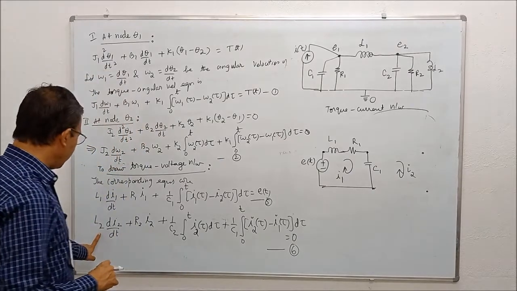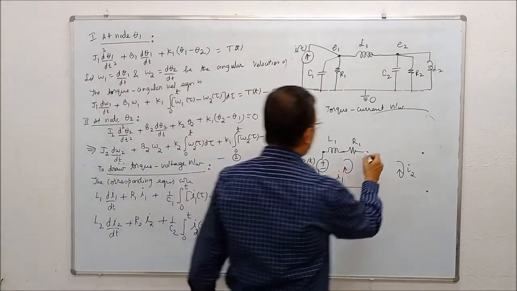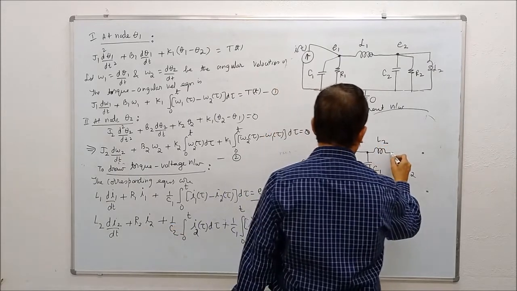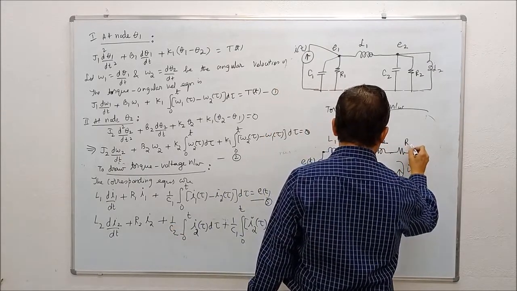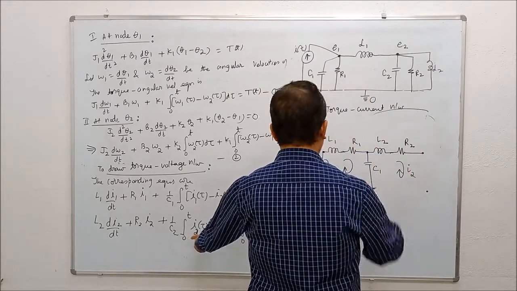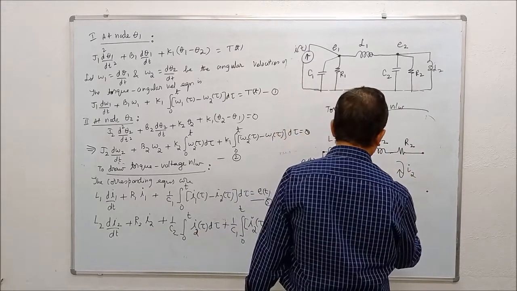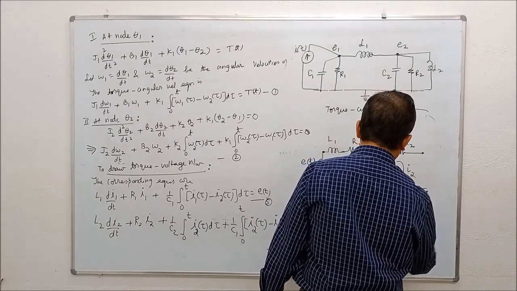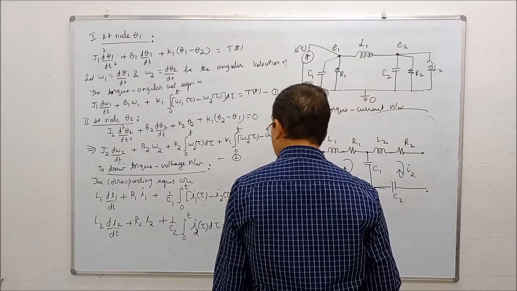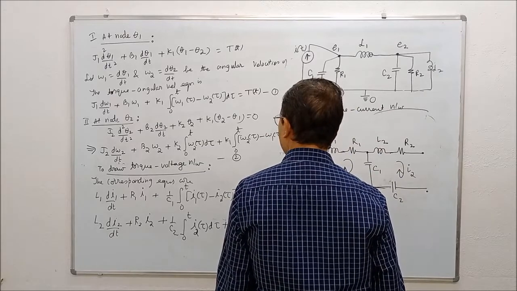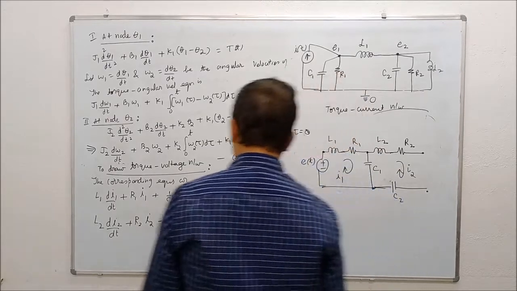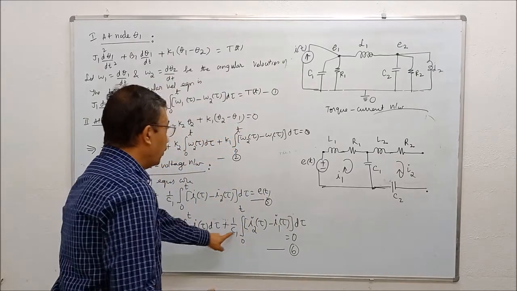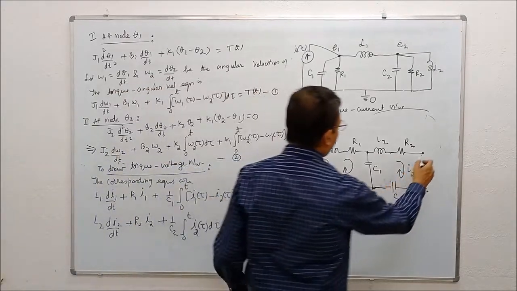Next, come to this equation. Current through L2 is I2. Current through R2 is I2. Current through C2 is I2. C1 is already written, so close the mesh.